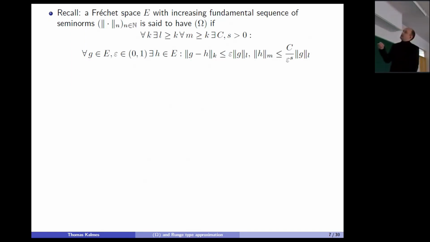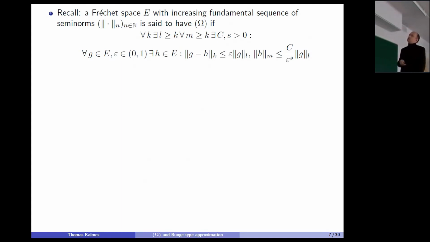Now we want to approximate for an arbitrary k. So for every k, we wish to find some semi-norm l, which governs both the approximation and the growth of the approximating element with respect to an arbitrary semi-norm n. And of course, these constants C and s may depend on the semi-norms n, l and k.